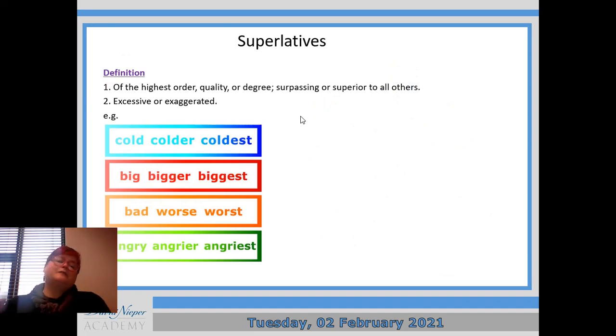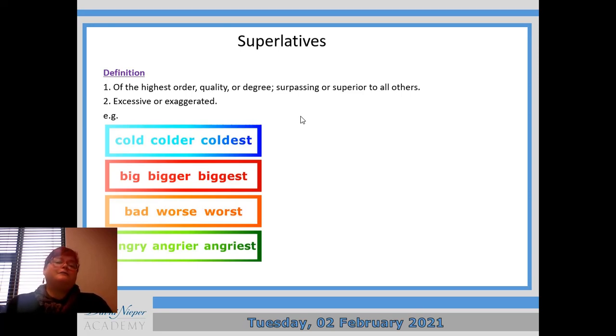Superlatives then. So the proper definition is of the highest order, quality or degree, surpassing or superior to all others, which sounds complicated, but you've got 4 examples there in the coloured boxes. So the superlative is the est part of that. So you've got cold, colder, coldest. It's the most cold it can be. So coldest is the superlative.